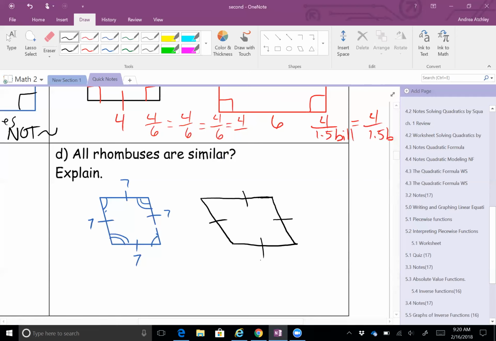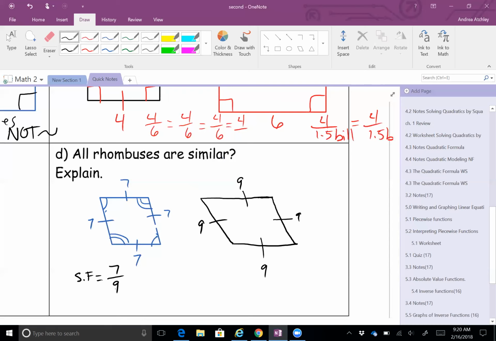And what do we want our side lengths to be? 9. Okay, let's do 9. I do have the same scale factor, right? What would my scale factor be? It would be 7/9. Okay. But what's the other thing it needs to have? Congruent angles.